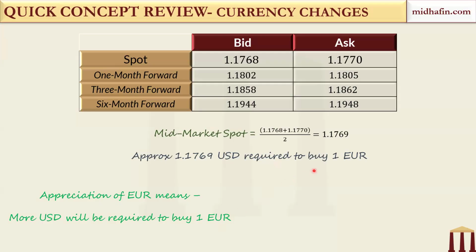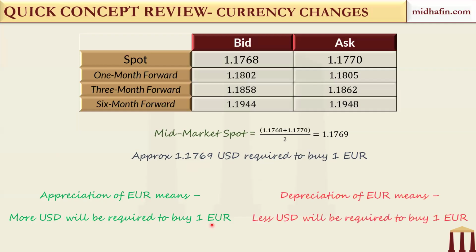As of now, 1 euro, if you want to buy, you can buy using this much USD. But if euro appreciates, probably more USD will be required to buy. So more than this will be required to buy 1 euro. And what is the meaning of depreciation? Depreciation means in the future, it will become less. So less USD will be required to buy 1 euro. That is the whole idea behind currency appreciation and behind currency depreciation.